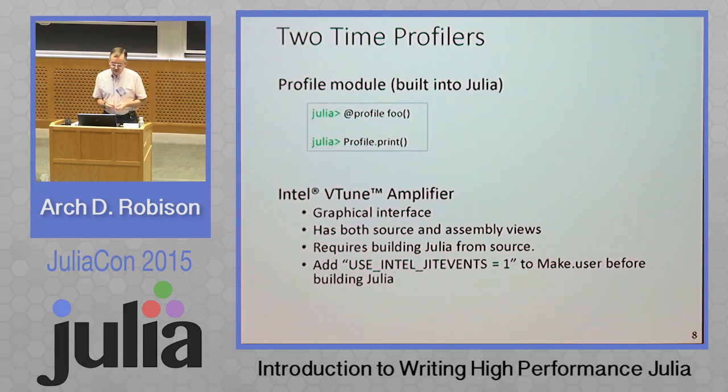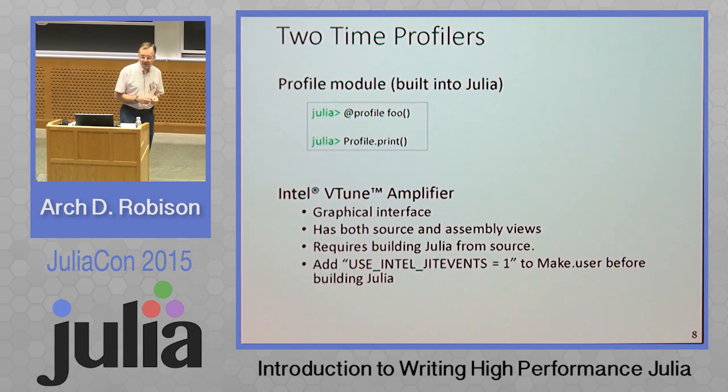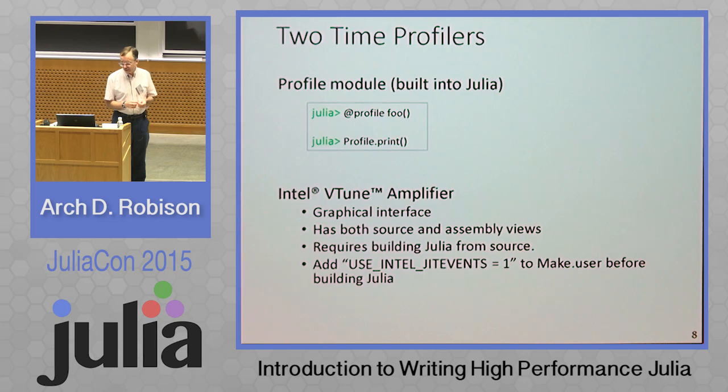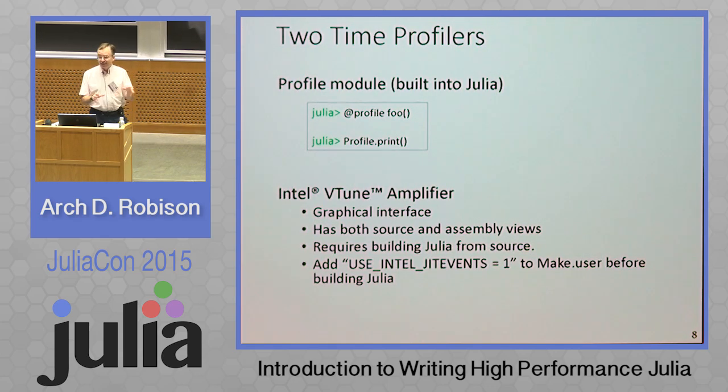The other way to profile a Julia program, if you're a total assembly code geek, is to use the Intel VTune Amplifier. It has a graphical interface. You can poke and click your way down through call chains, and you can look at the assembly code view simultaneously with the source code. To use it, it does require building Julia from source and setting one of the options in your Make.user file.